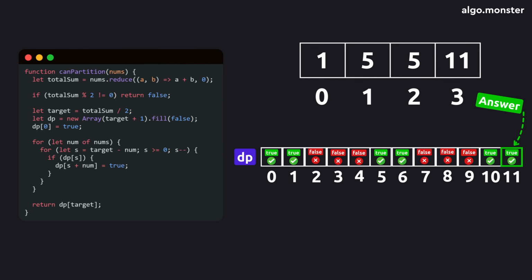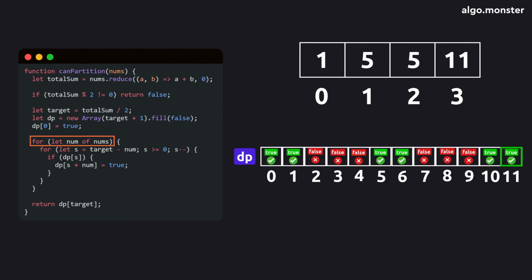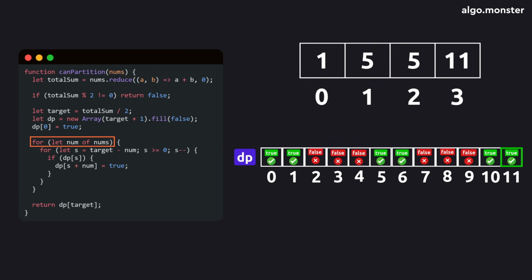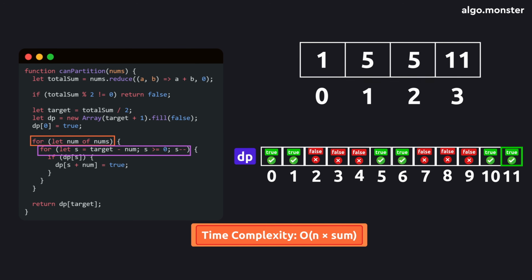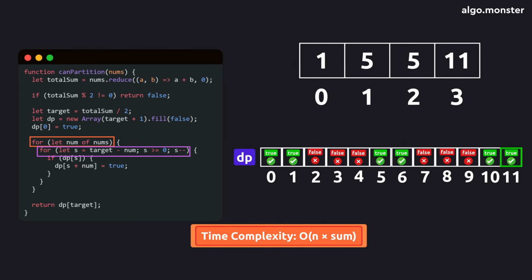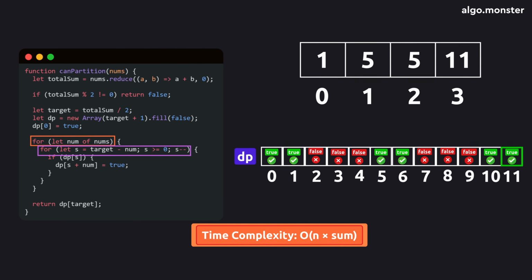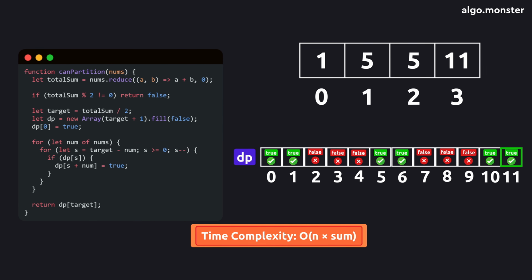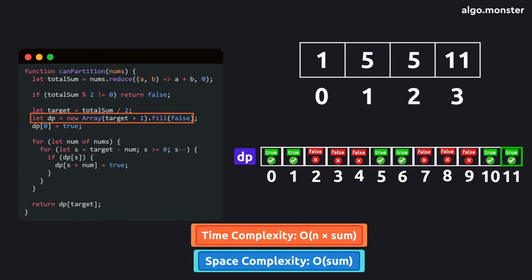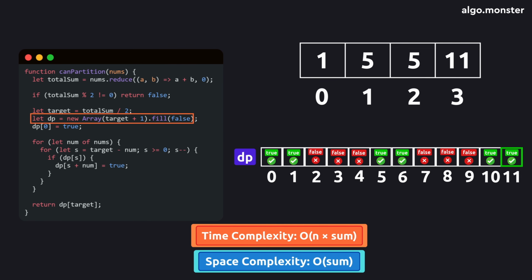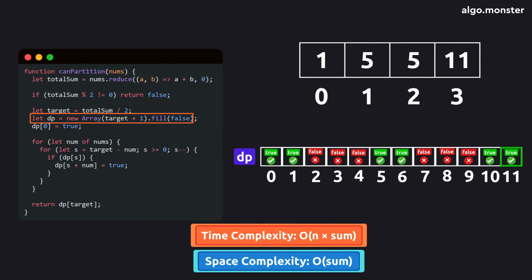Now let's estimate the complexity. Time. The outer loop runs n times, once per array element. The inner loop runs up to target times, and target is at most half of the total sum of all elements. In the worst case, that's O of n times sum. Space. We create a sums array of size target plus 1, so O of sum. That's much better than the naive exponential solution.